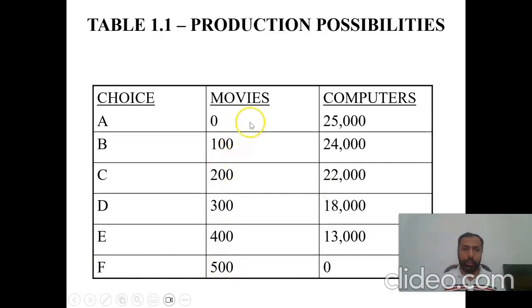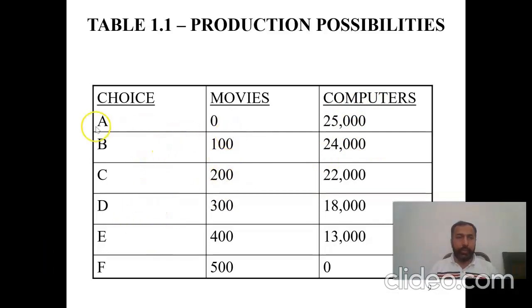At F, production of movies has reached from 0 to 500 while the production of computers has decreased from 25,000 to 0, and this is because of scarcity. To produce more units of movies, we have to reduce computers, and the number of computers reduced is known as the opportunity cost of the movies. These choices are necessary because we have the issue of scarcity. We have limited resources, so these are necessary choices from A to F.